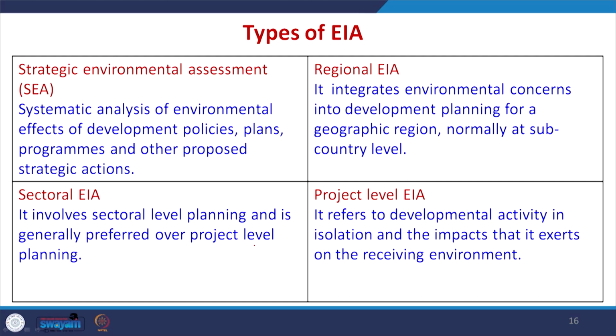Now, there are different types of EIA that are carried out. So, these include the strategic environmental assessment, SEA. So, systematic analysis of environmental effects of development policies, plans, programs and other project strategic actions. If these are carried out, this will fall into the category of strategic environmental assessment. Then we have regional EIA. It integrates environmental concerns into development planning for a geographic region, normally at sub-country level. So, we can carry out EIA at a regional level.